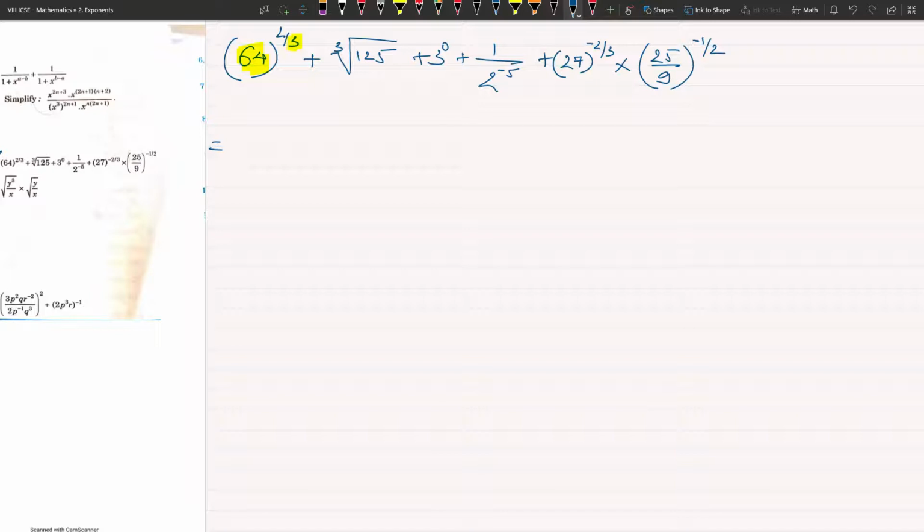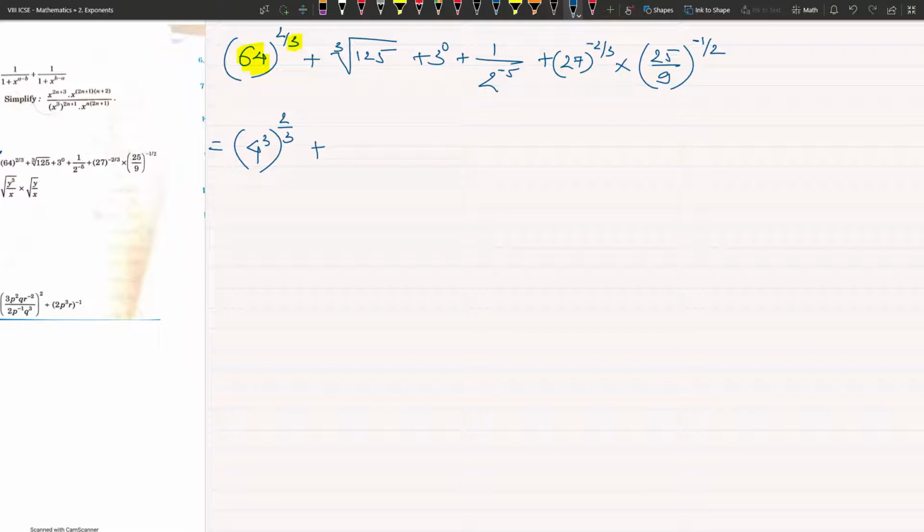What cube is 64, Kea? Four cube is 64. Please remember this. Now you see here, cube root of 125. If you know what the cube root of 125 is, you can directly write the answer. Do you know it?